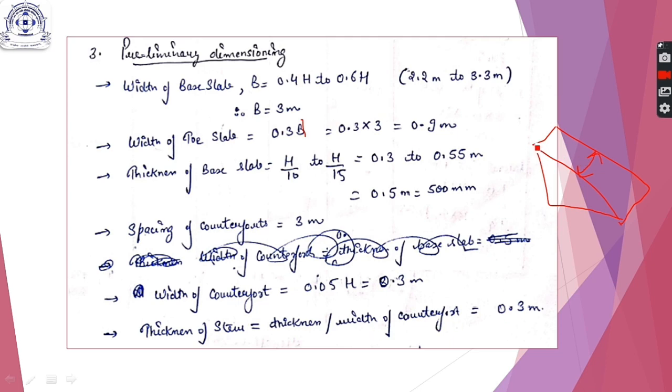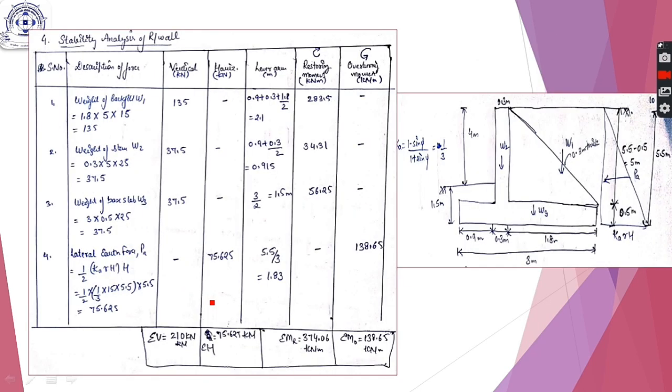So this is for practical condition. The thickness of counterfort is almost kept the same as the thickness of your stem. So we have taken it as 0.3 meter. In the cantilever retaining wall, we calculated the thickness of stem by using the cantilever moment. Now we don't have to do it here; you can just take it the same as the width of counterfort. So we get this diagram of your counterfort retaining wall.